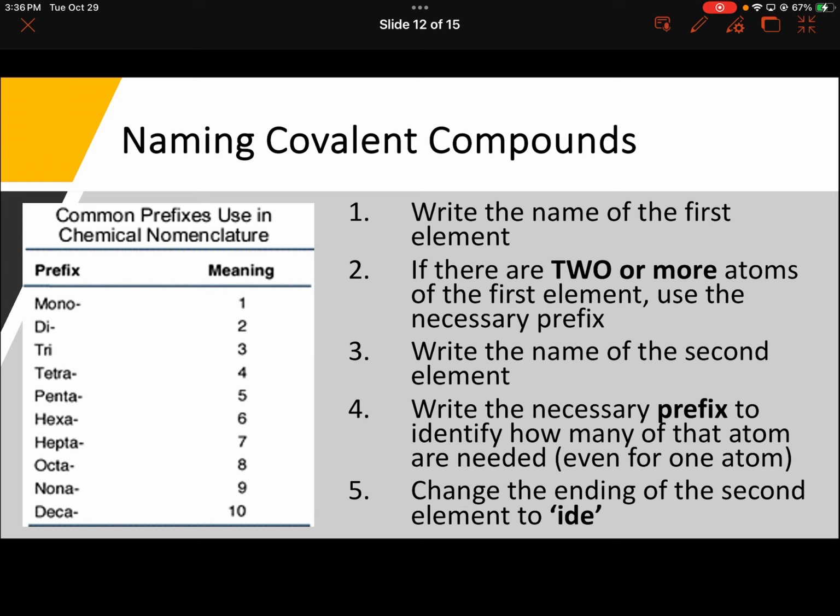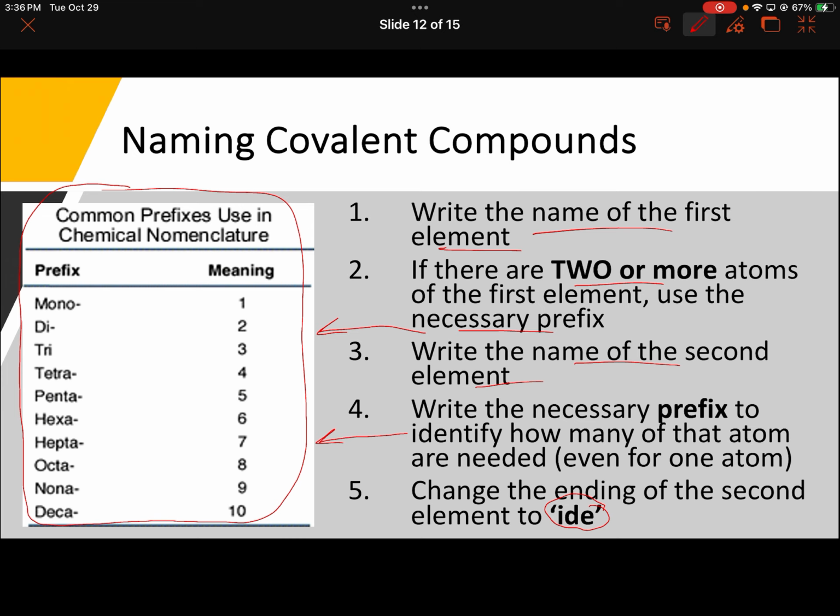Okay, for this video segment, what I'd like to do is show you how to name a covalent compound as well as do a formula for a covalent compound. These are different than ionics, and we're just simply going to use these prefixes when we do the naming. So we'll write the name of the first element, pretty straightforward. If there's two or more atoms, we're going to use the necessary prefix. Then we write the second one. We'll still do an IDE ending, and then we'll also use the necessary prefix.